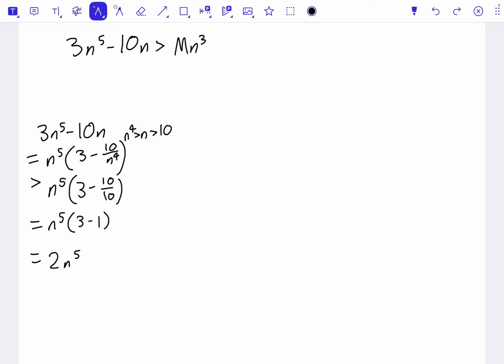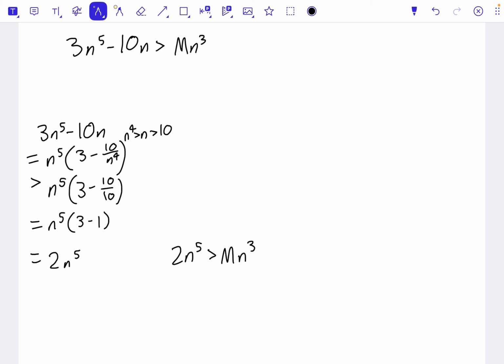So anyway, I think we have 2n to the power of 5 is greater than mn cubed. Wait. Oh yeah, I think we will want to simplify the inequality a little bit more in order to make it possible to solve for n.